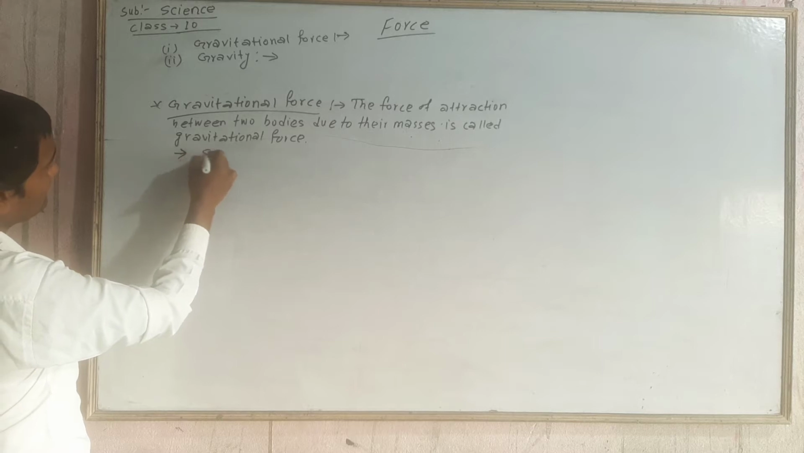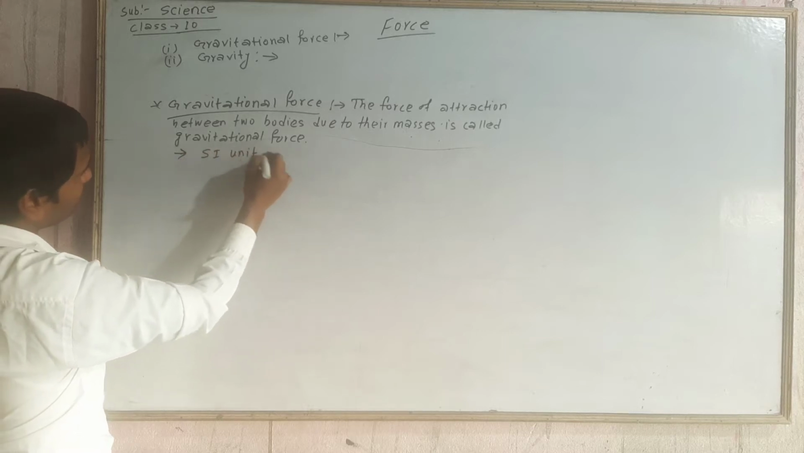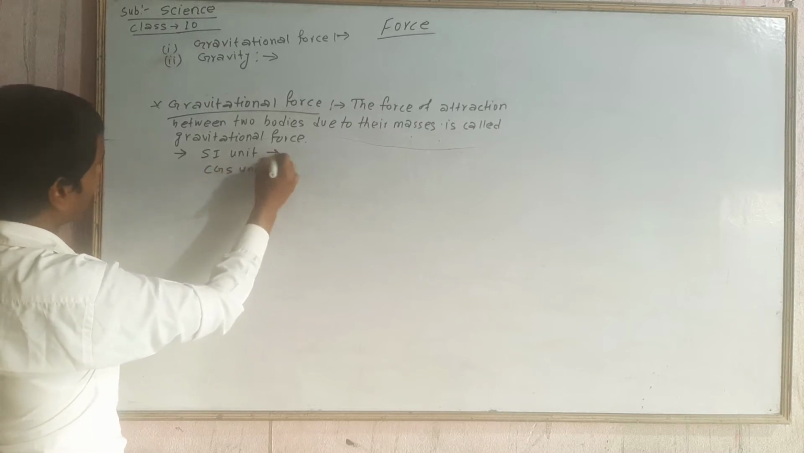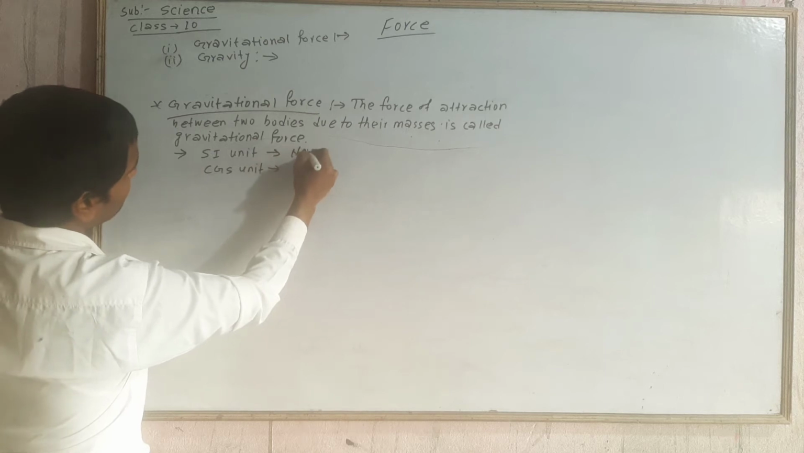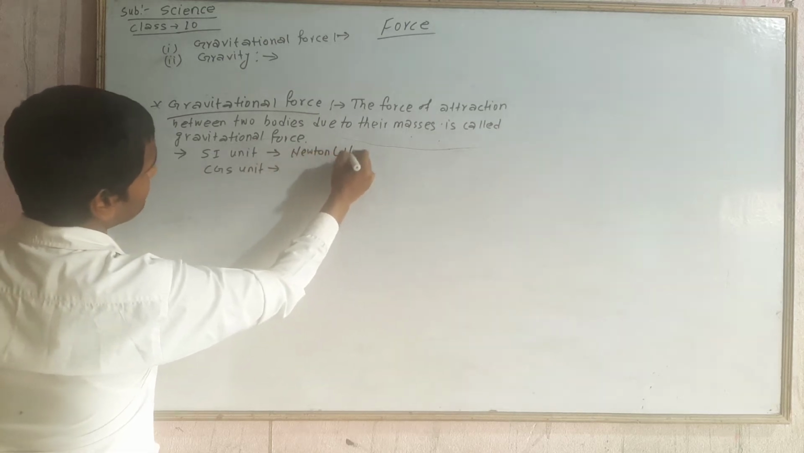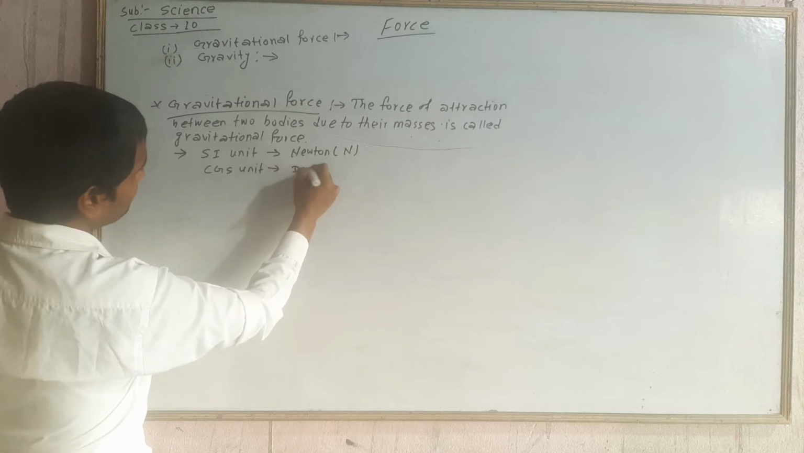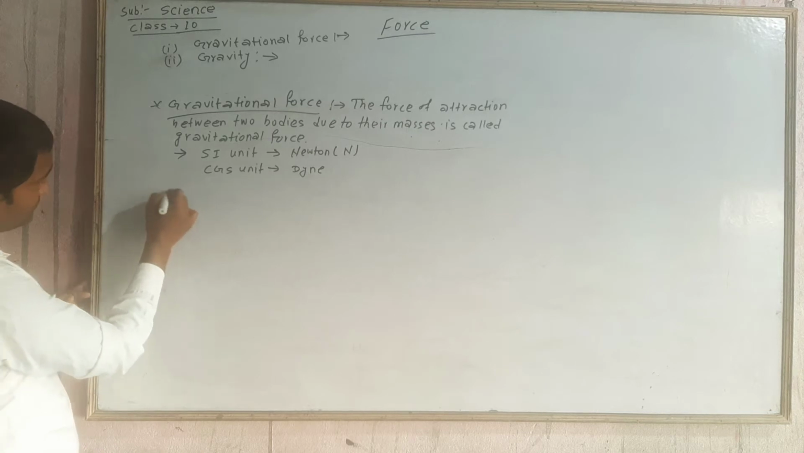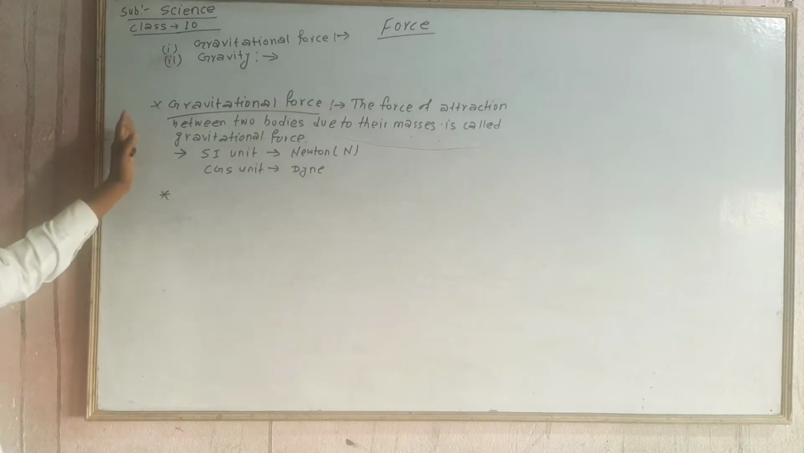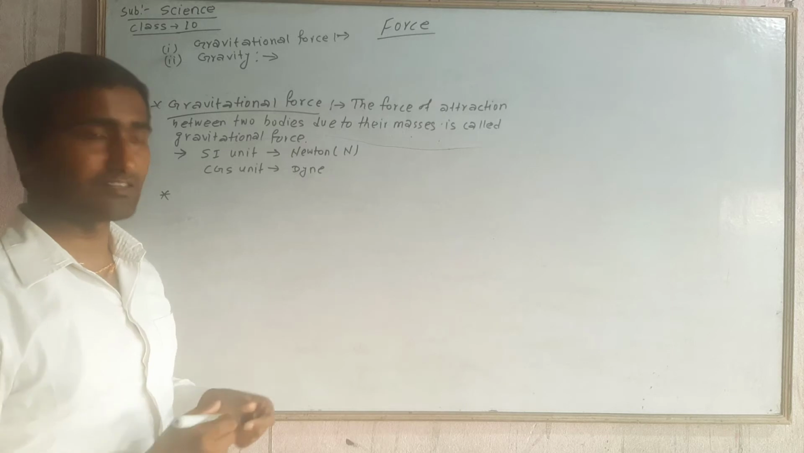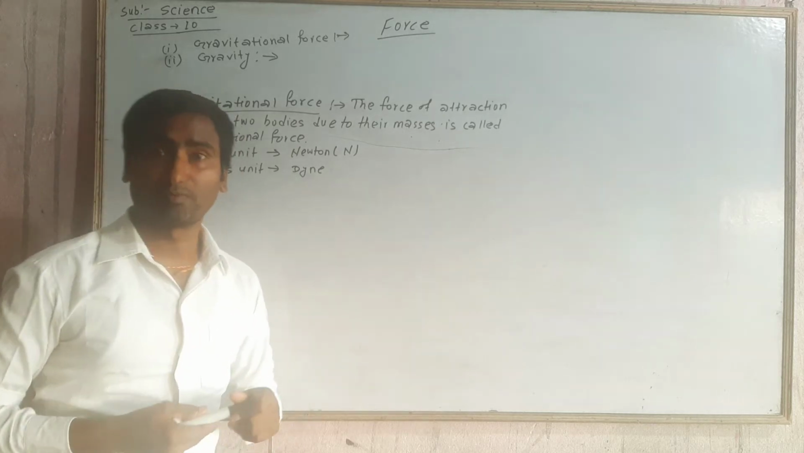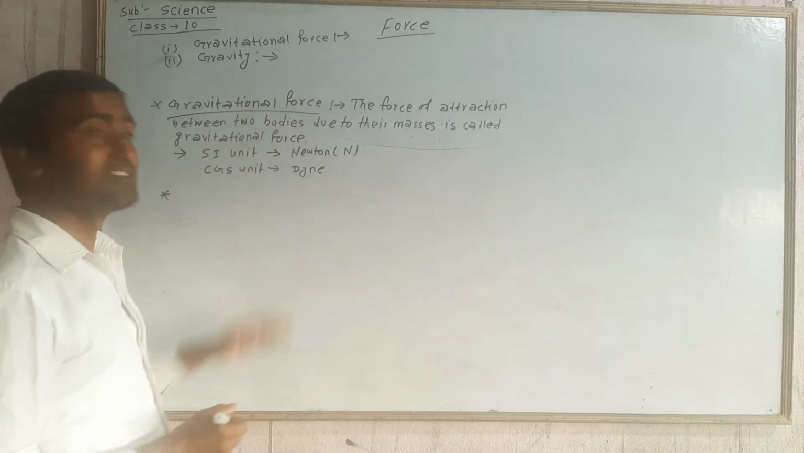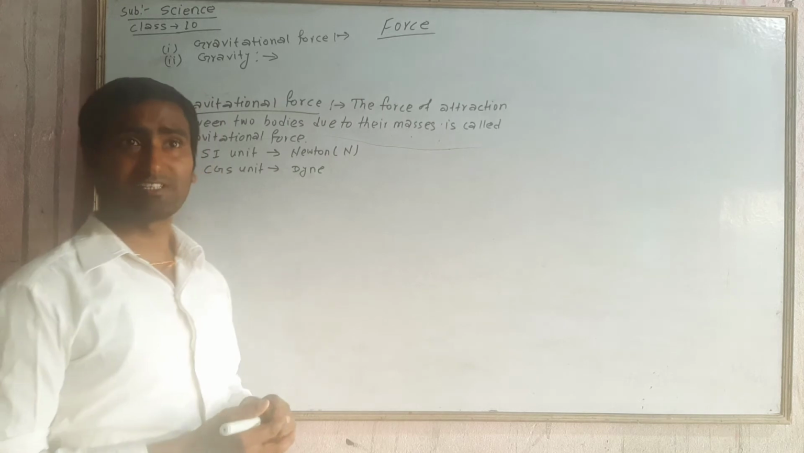The SI unit is Newton, and the CGS unit is dyne. About this force, Newton proposed a law, that is the universal law of gravitation. That law states that each and every object in this universe attracts each other.